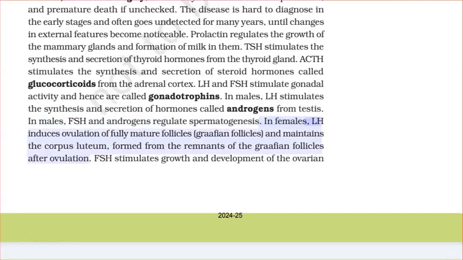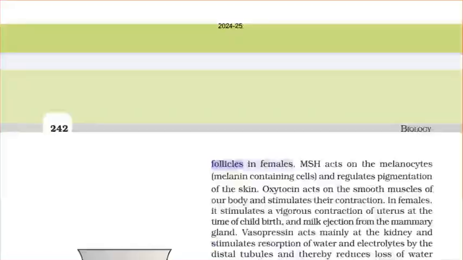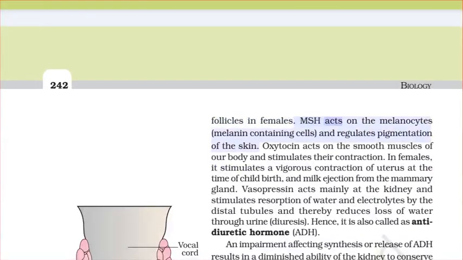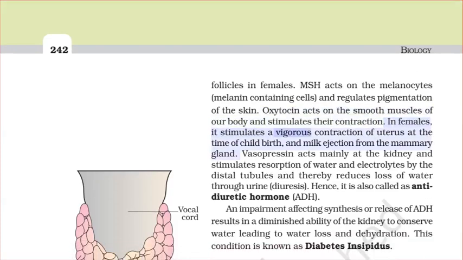In females, LH induces ovulation of fully mature follicles, Graafian follicles, and maintains the corpus luteum, formed from the remnants of the Graafian follicles after ovulation. FSH stimulates growth and development of the ovarian follicles in females. MSH acts on the melanocytes, melanin-containing cells, and regulates pigmentation of the skin. Oxytocin acts on the smooth muscles of our body and stimulates their contraction. In females, it stimulates a vigorous contraction of uterus at the time of childbirth and milk ejection from the mammary gland.